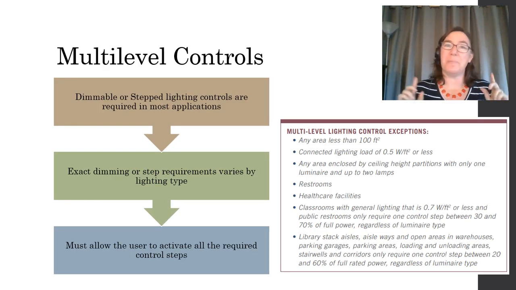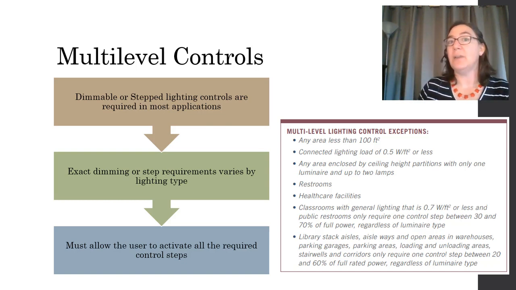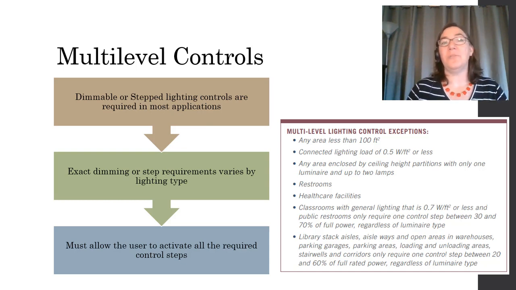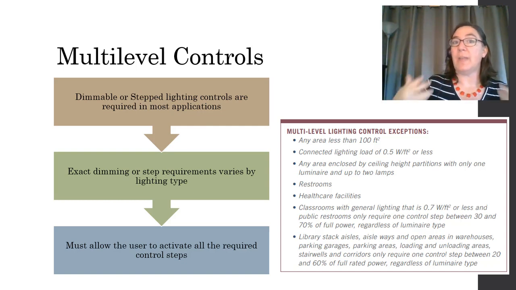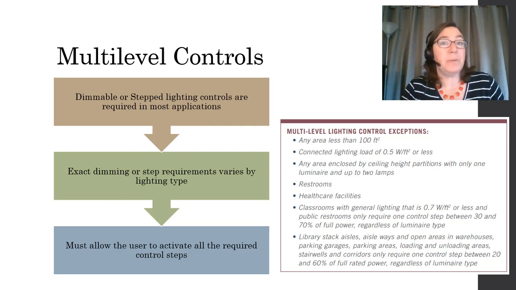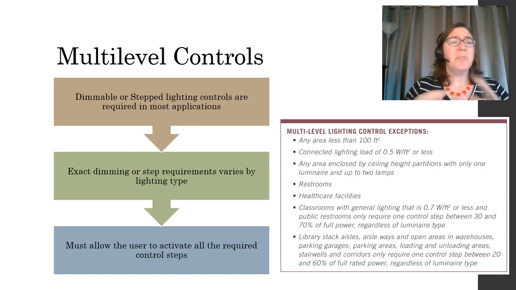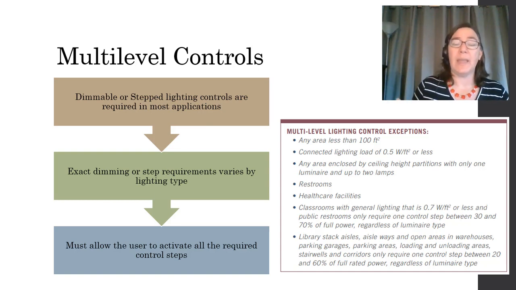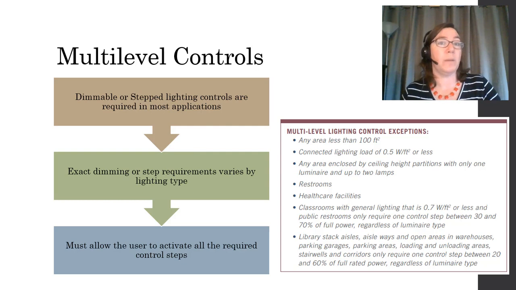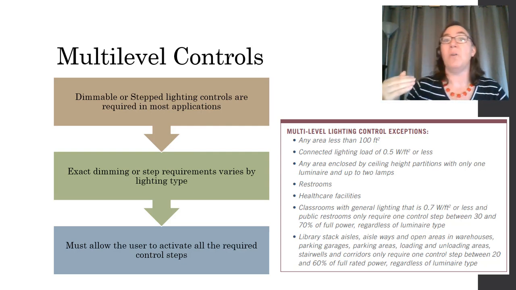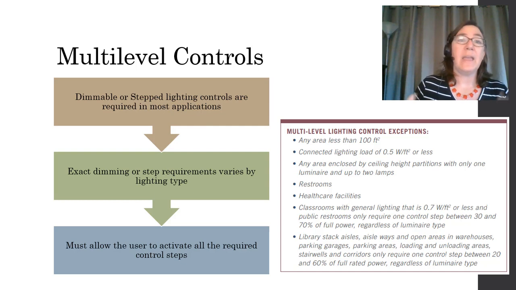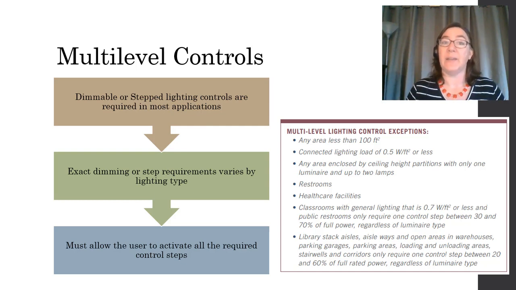Our next category of mandatory requirements for non-residential lighting control systems are multi-level controls. Again, this is pretty easy to understand. In most applications and most locations, it's required that you use dimmable or stepped lighting controls. There is a very complicated table all about the different requirements, how many steps, how dimmable something has to be. In general, it varies by lighting type.